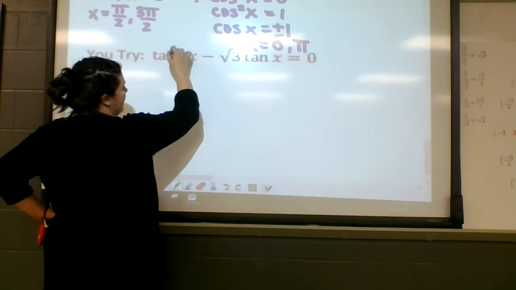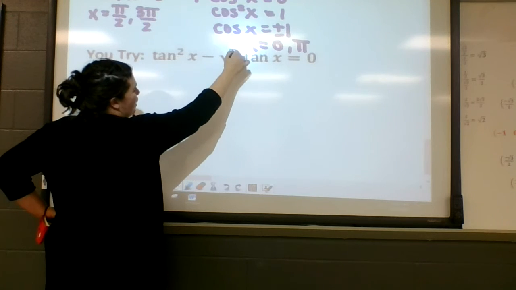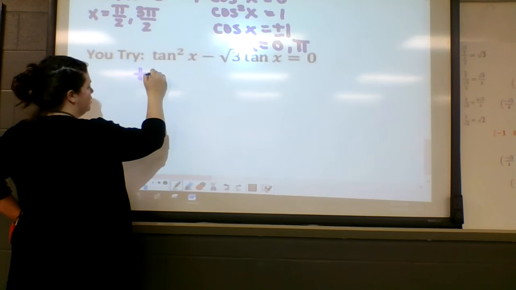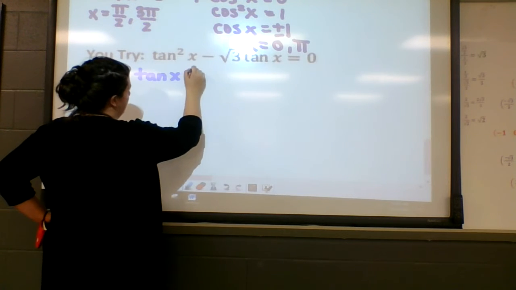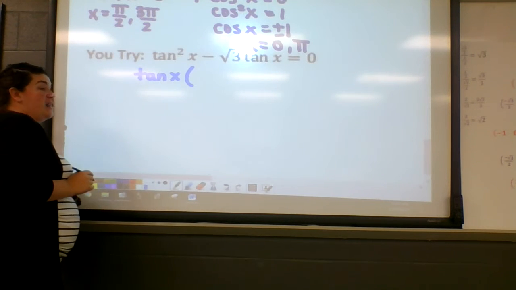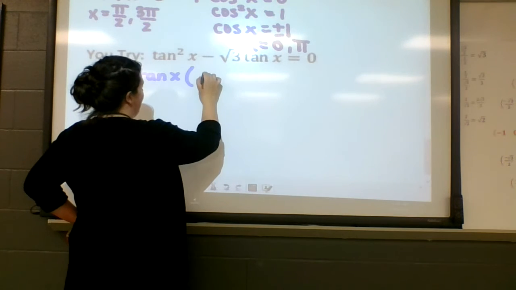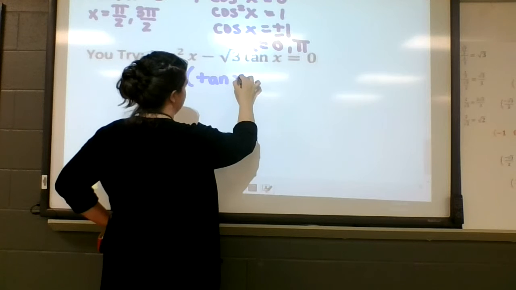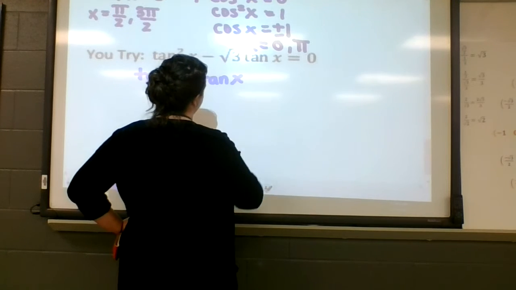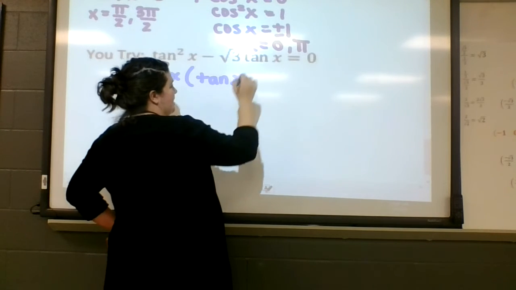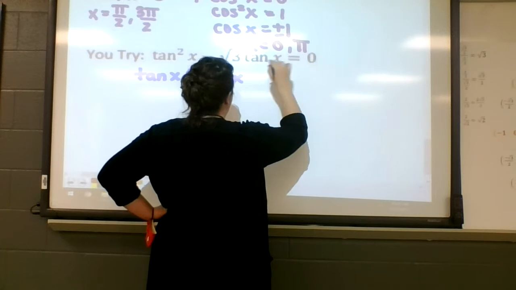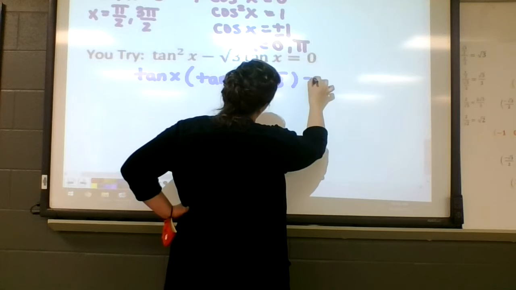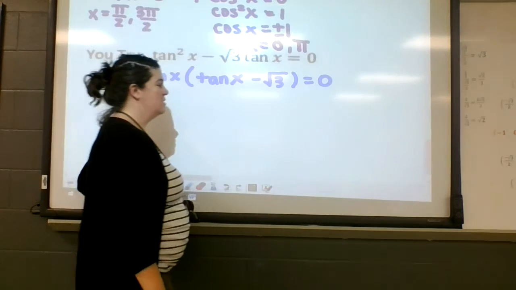So what does tangent squared of x and the square root of 3 times the tangent of x have in common? They have a tangent of x in common. So if you have a tangent squared and you take out one tangent, you'll still have a tangent. So we'll have a tangent of x left in that first term. And then if you take the tangent of x out of the square root of 3 tangent of x, you'll just have a square root of 3. And this is still equal to 0.